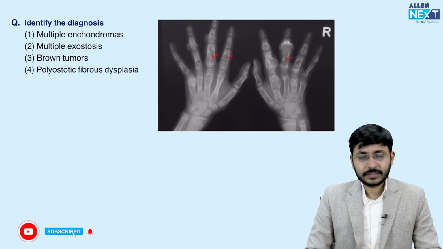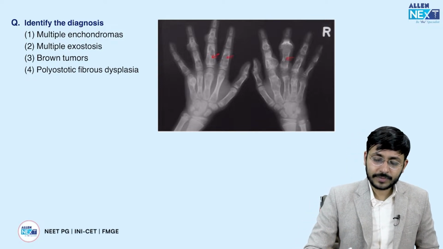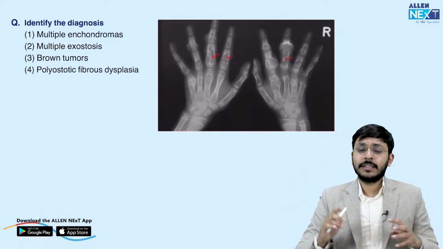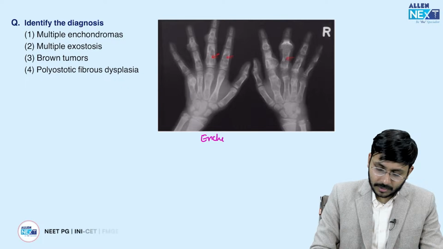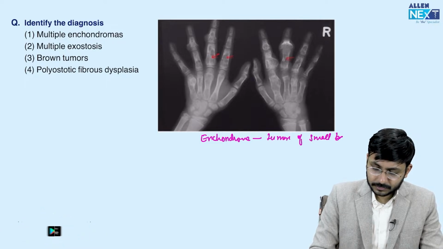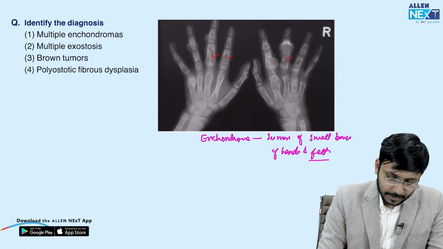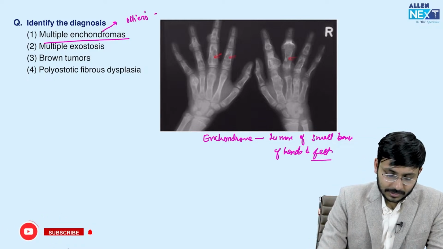Now coming on to the next bone tumor, identify the diagnosis. So we see that first of all the tumor is involving the small bones of hands, and whenever the question or image gives a tumor of the small bones of hands and feet, you have to think of only one important entity, that is enchondroma. Enchondroma is a tumor of small bones of hands and feet. Now remember, if there are multiple enchondromas like in this image, this is known as Ollier's syndrome.